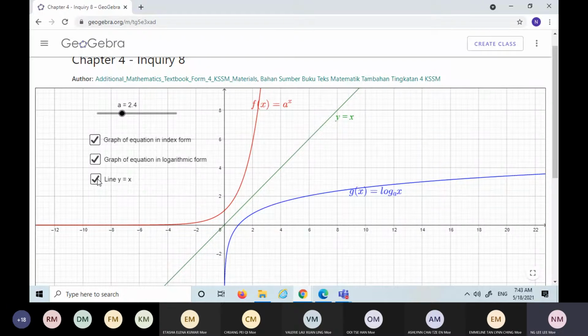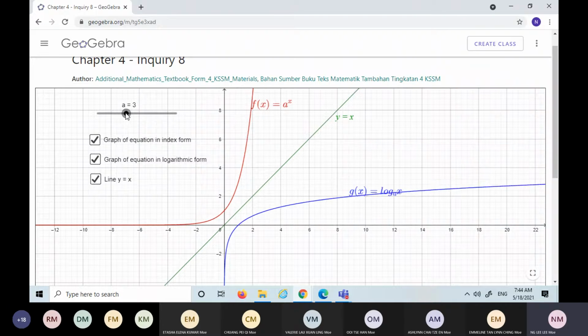Now I'm going to drag the cursor of this A to let the A change. Currently A is 2.4, meaning this graph is y equals 2.4 to the power x, and this graph is y equals log base 2.4 of x. Now I'm going to drag the cursor for A to the left and to the right and see what will happen. We start by dragging the cursor to the right, letting A increase. You see the graph.